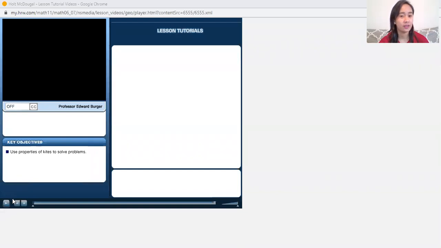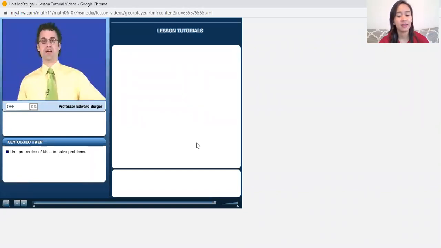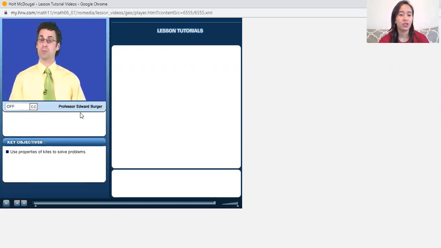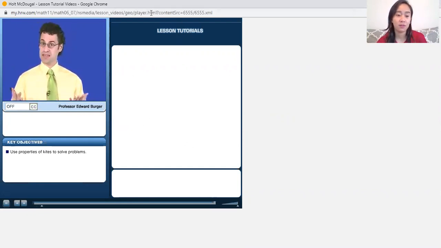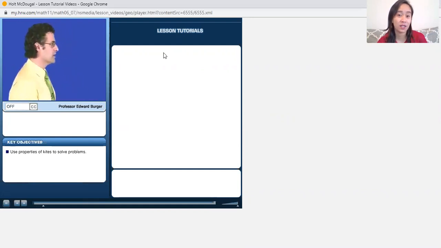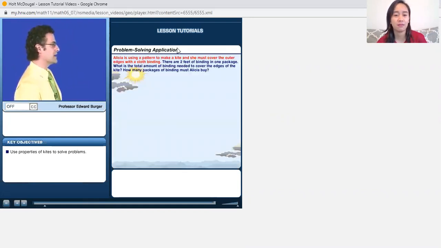Okay, now let's start with the first example. So I'm gonna click here, the example. So this is a lesson tutorial about kites and trapezoids. Kites are also mathematical objects, okay? So we're gonna use some properties of kites to solve some problems like this. I know you can't hear this video, so I'm just gonna tell you what's happening.